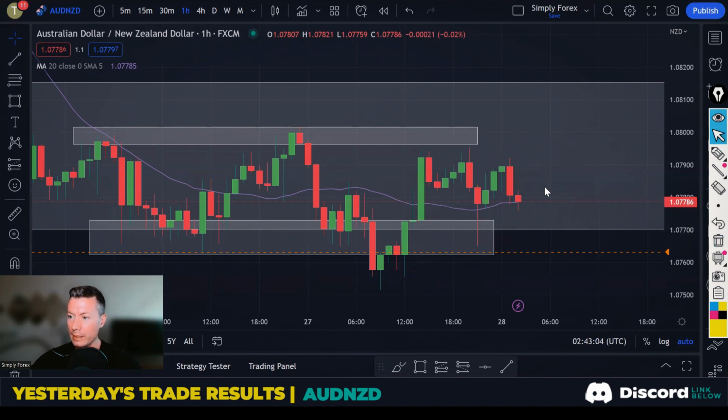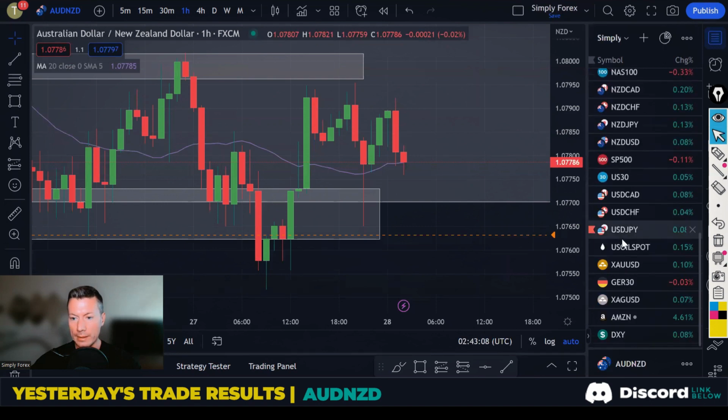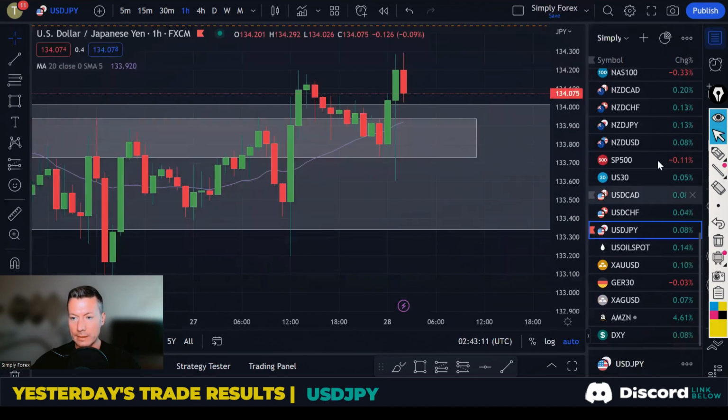So that was Aussie dollar, New Zealand, guys. We have one more trade. It was US dollar against the Japanese yen. And I've literally just entered this morning.